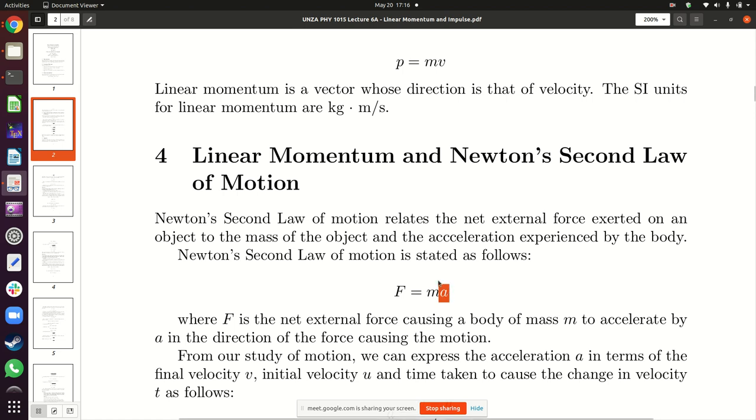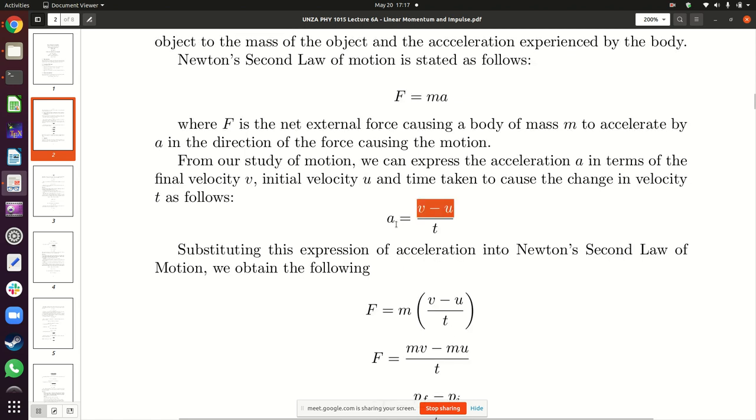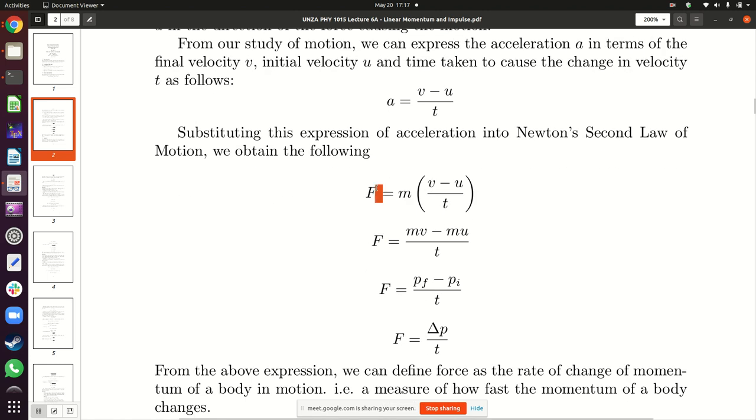Now, what we want to do using Newton's second law of motion is to get a connection between the force and the linear momentum. For us to do that, we know that our acceleration a is equal to the final velocity minus the initial velocity divided by the time, v minus u divided by t. This is our acceleration. So we substitute it in here. When we do that, we end up having F is equal to mass times acceleration, (v minus u) divided by t.